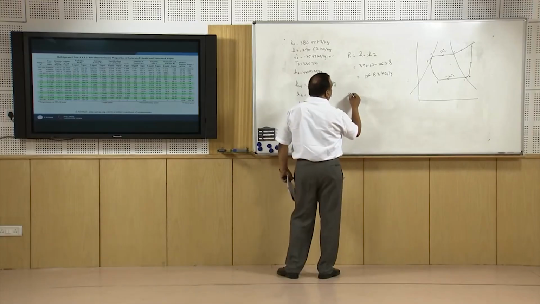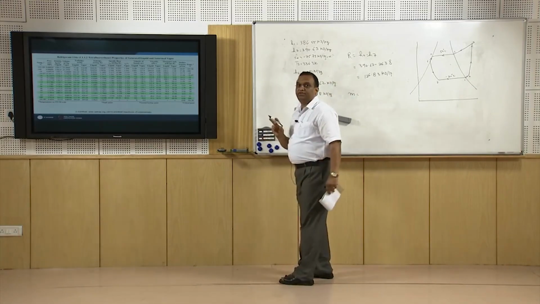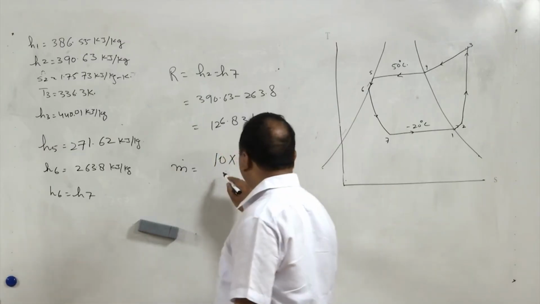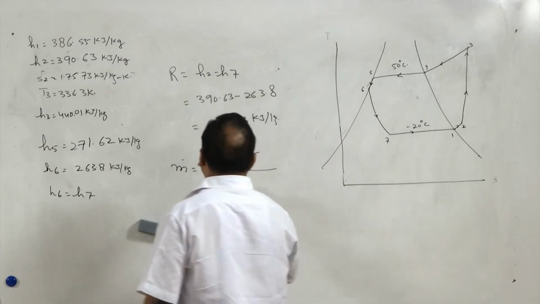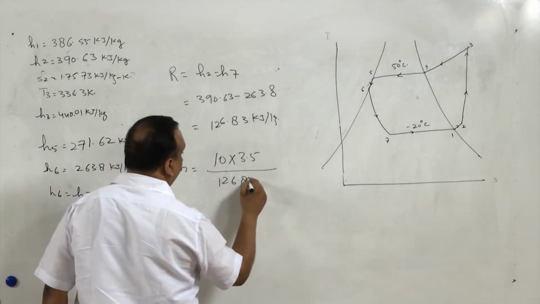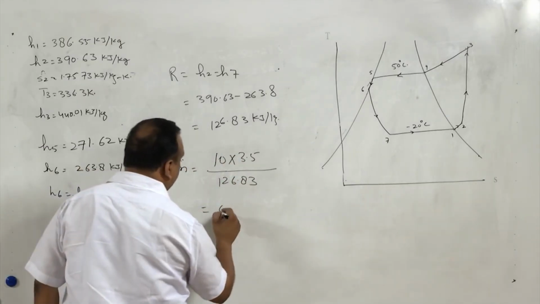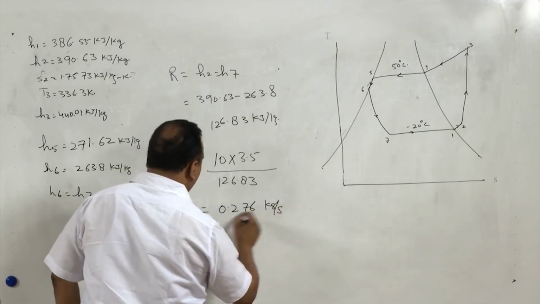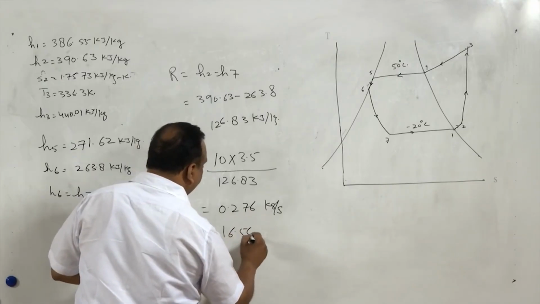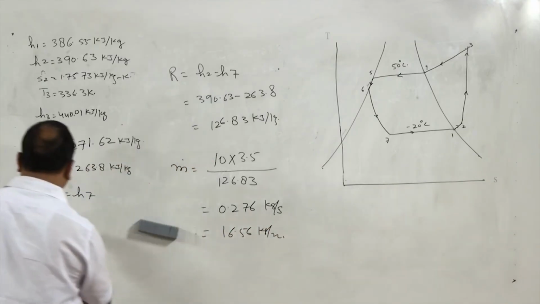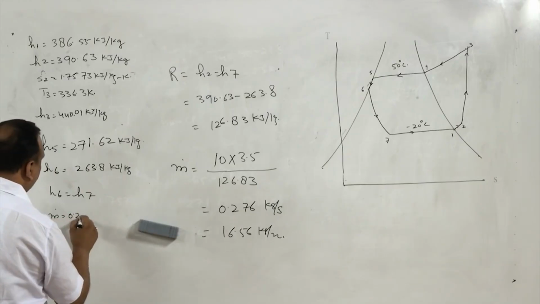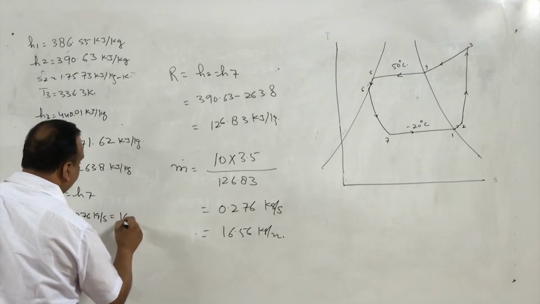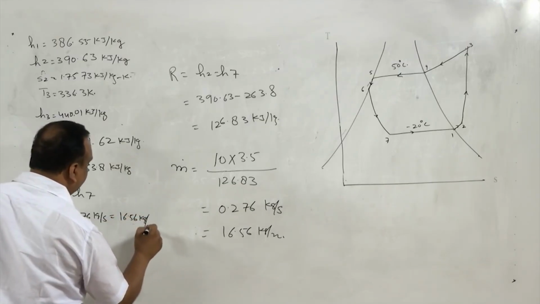In order to find the mass flow rate of refrigerant, the total refrigerating capacity is 10 tons of refrigeration. 10 tons of refrigeration means 10 into 3.5 kilowatts of heat removal rate, divided by the refrigerating effect, that is 126.83, and this will give the mass flow rate as 0.276 kg per second or 16.56 kg per minute. So mass flow rate is 0.276 kg per second or 16.56 kg per minute.